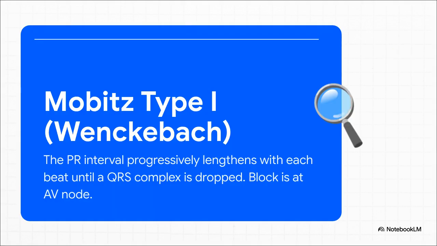First up, we've got Mobitz type I, which you'll almost always hear called Wenckebach. I like to think of this as a predictably tired gatekeeper. The PR interval gets a little longer, and a little longer with each beat, until finally, the gatekeeper is just too worn out and drops a beat completely. Then it catches its breath, and the whole cycle starts over again.